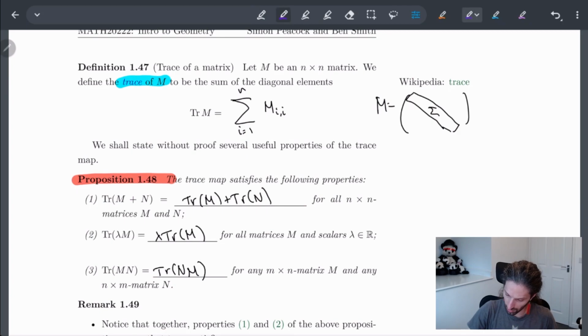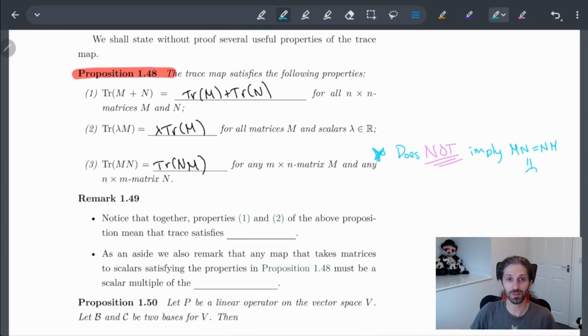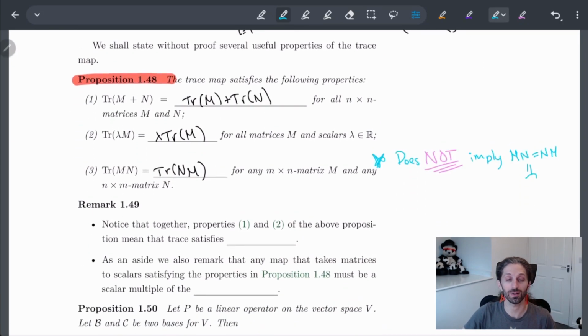So here I should put a little note: this does not imply MN is equal to NM. Which makes us sad, but this is kind of life. This is not generally true. But the traces are in fact the same.